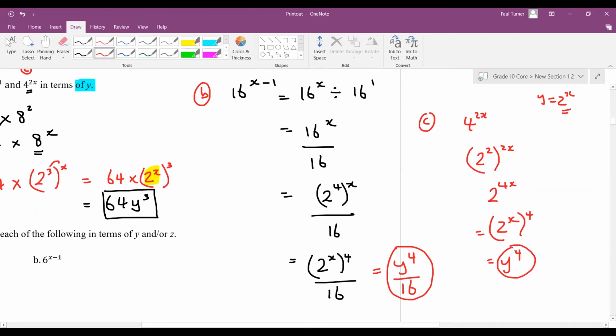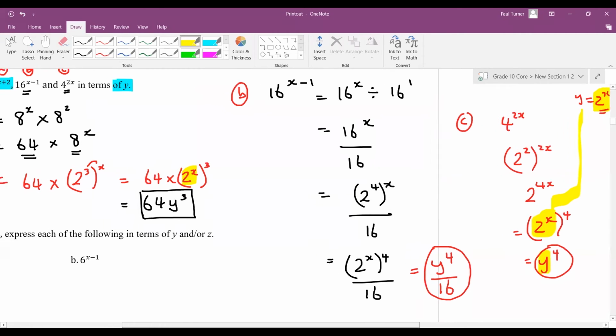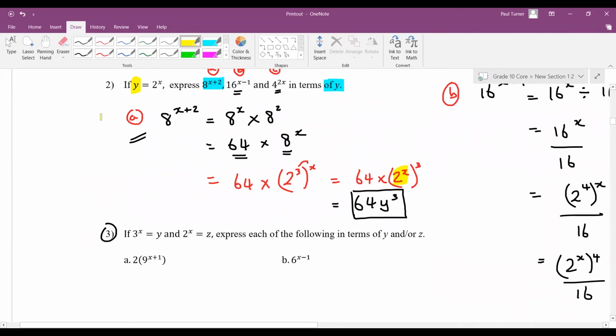Any problems with that? So we're trying to get it in terms of y, which is 2 power x. So we need to see 2 power x. And when you get 2 power x, then you can write y in here for 2 power x. Okay, got that one? So if you're a bit slow, you're going to have to write quickly. All right, just scribble it down on your tablet or paper.